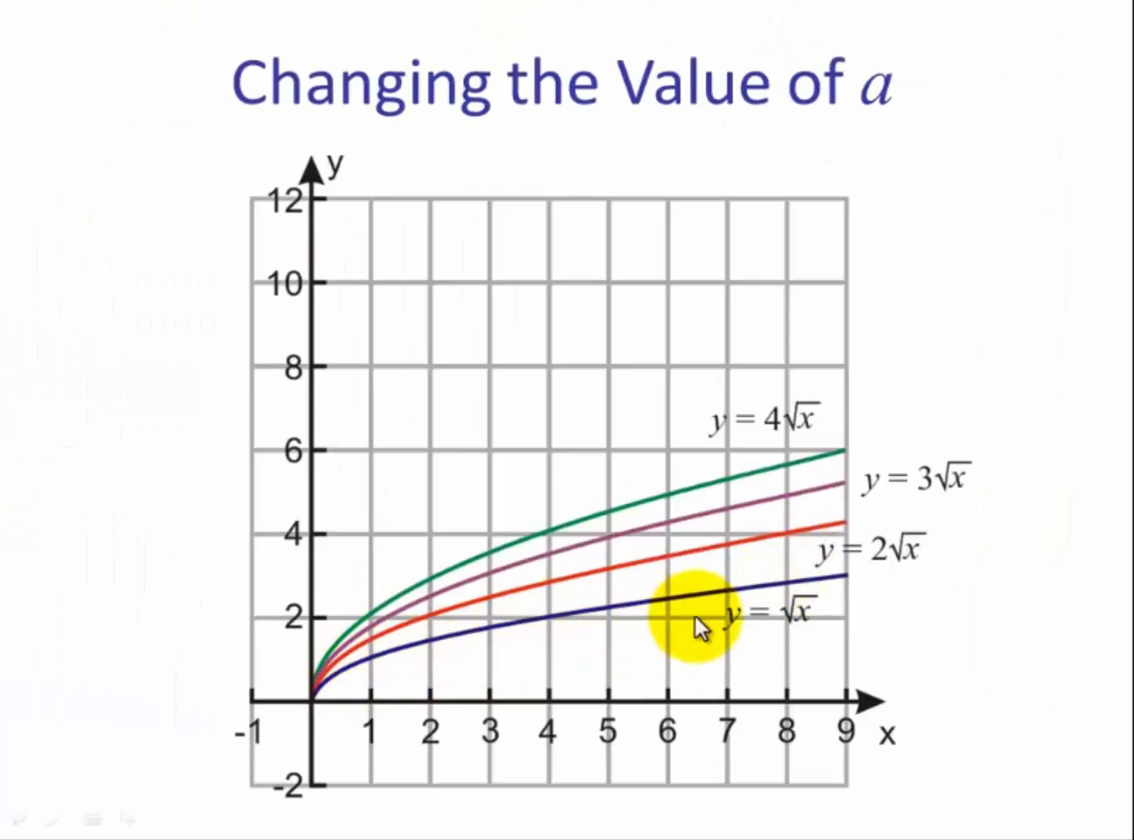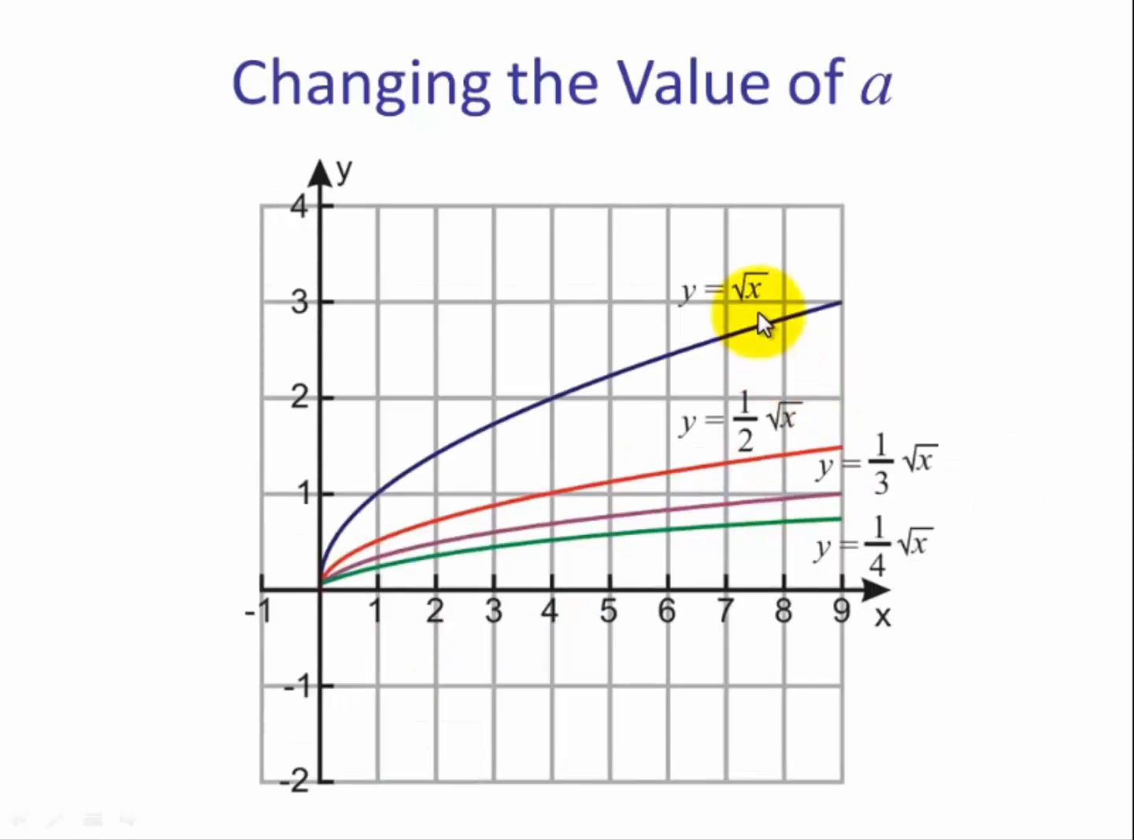So here's our parent function, and when a is larger than 1, the graphs increase faster, and when a is less than 1, the graphs increase at a slower rate.